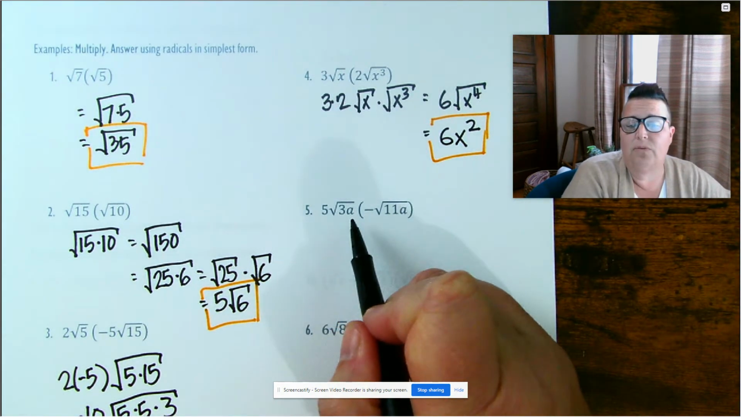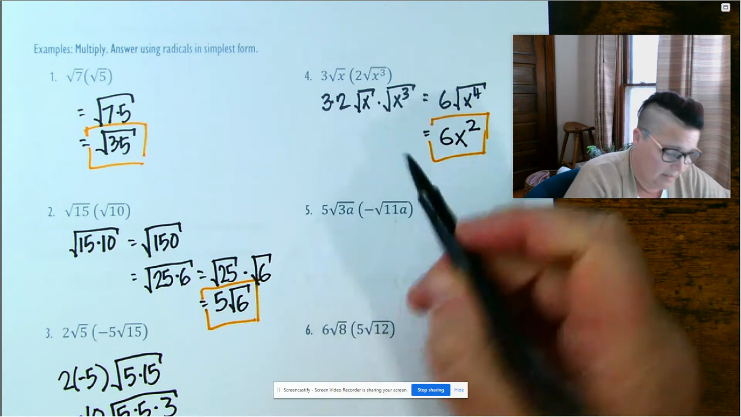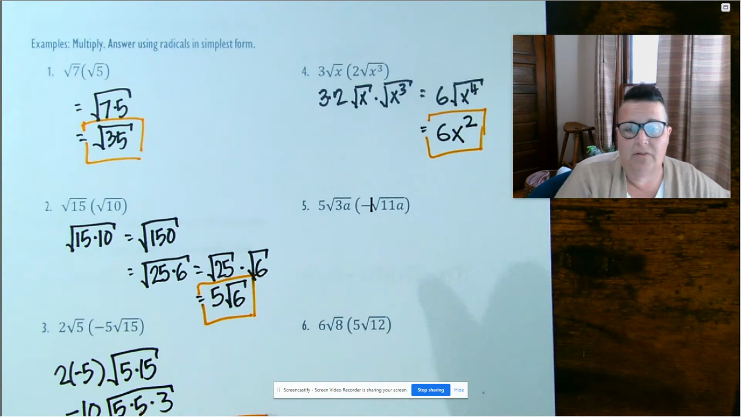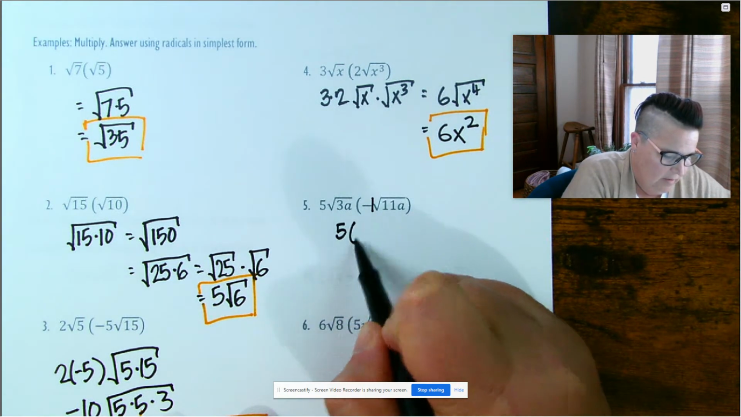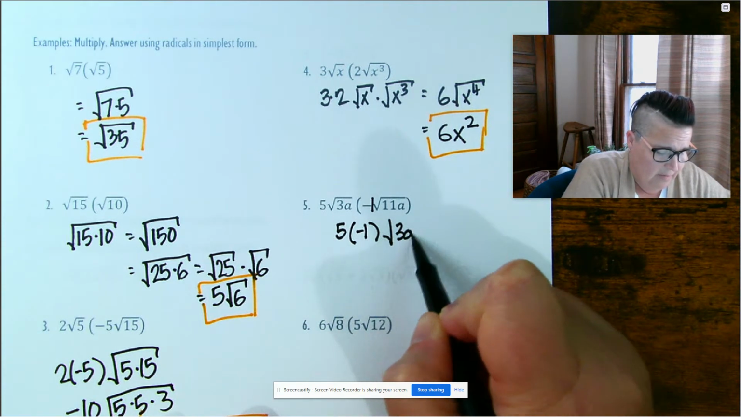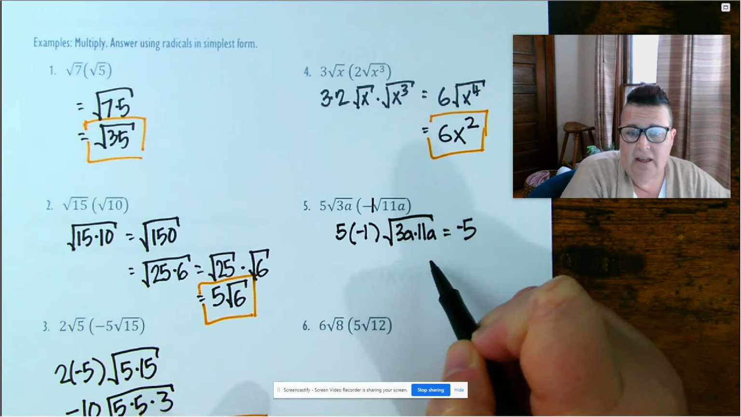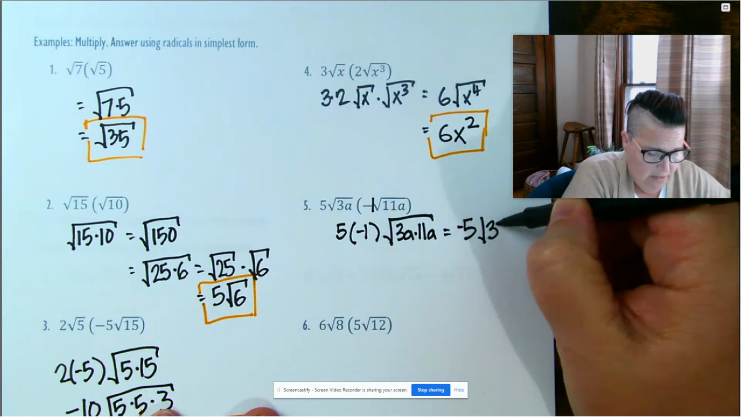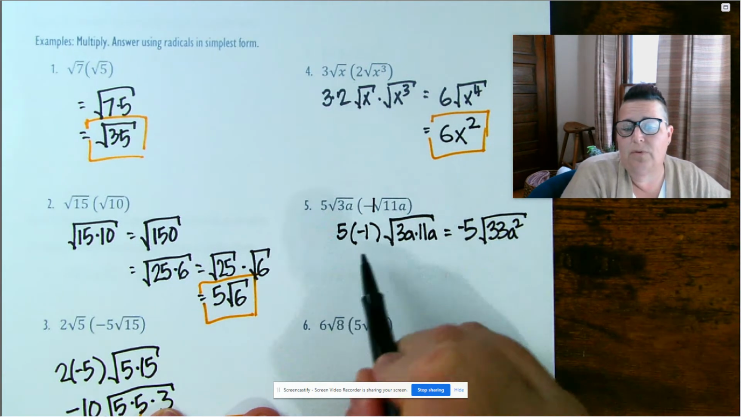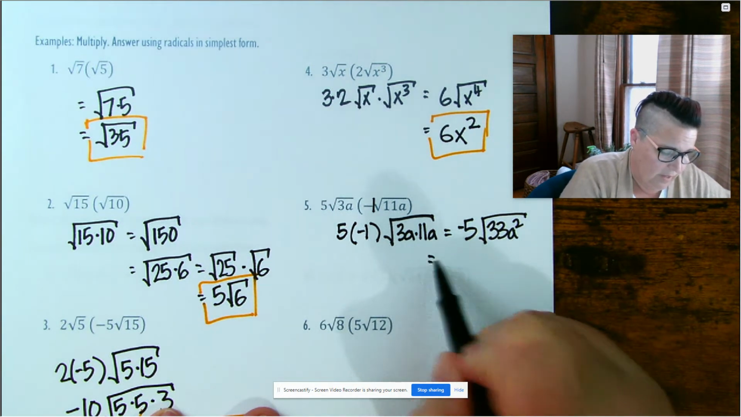All right. 5 square root of 3a minus the square root of 11a, or times a negative. That's not actually subtraction. That's times a negative 1 square root of 11a. So this would be 5 times a negative 1 times the square root of 3a times 11a. That's going to give us a negative 5 square root of 33a squared. I cannot take the square root of 33. That's just a 3 times 11. So the square root of 33 cannot be simplified.